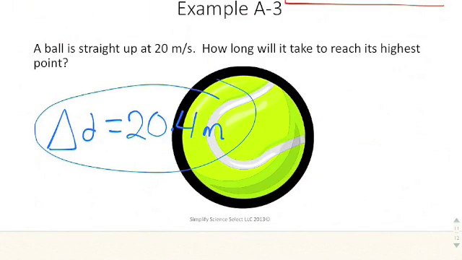Okay, you should be able to work out example A3 entirely on your own and come up with the displacement of 20.4 meters. Remember to follow the steps that we've discussed in this video, including lining up your givens, figuring out what you know and what you don't know, and how to pick your correct equation.